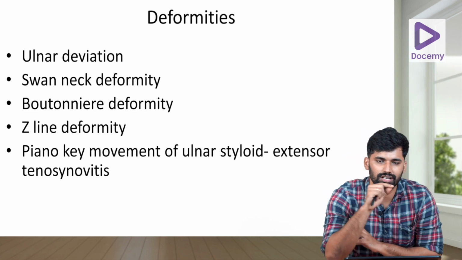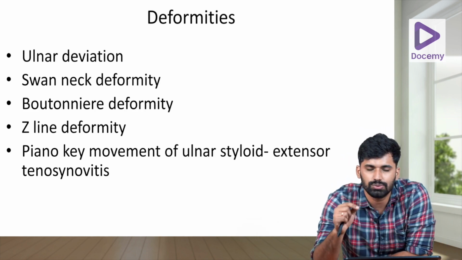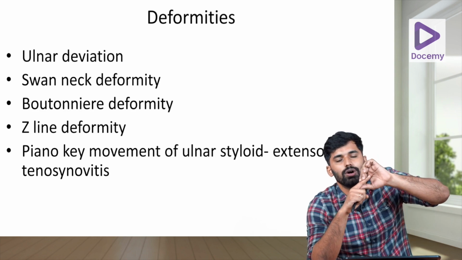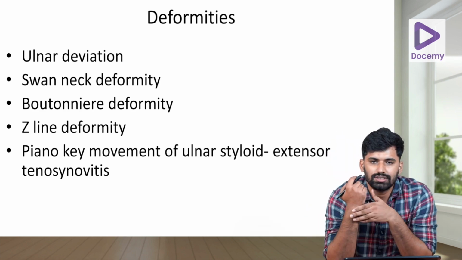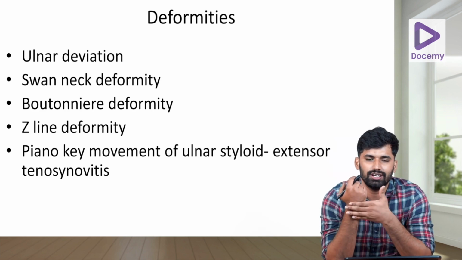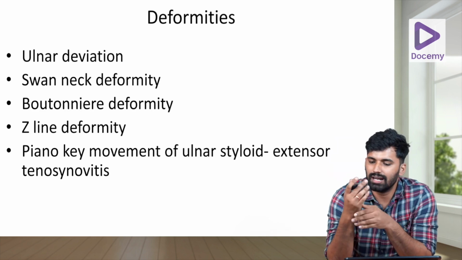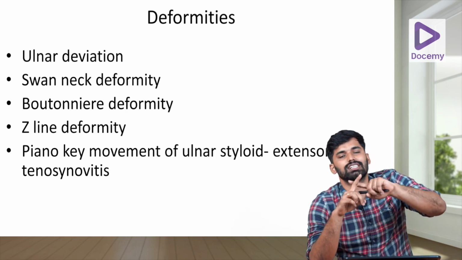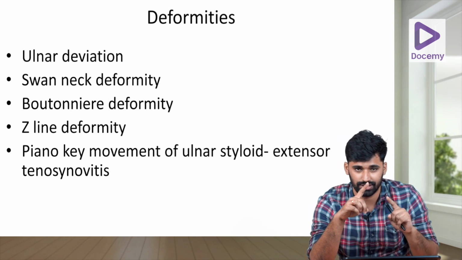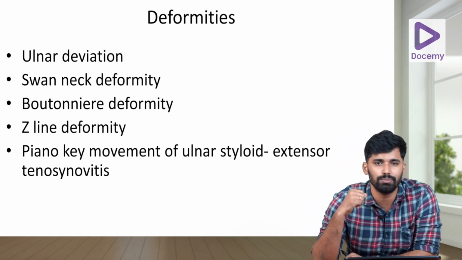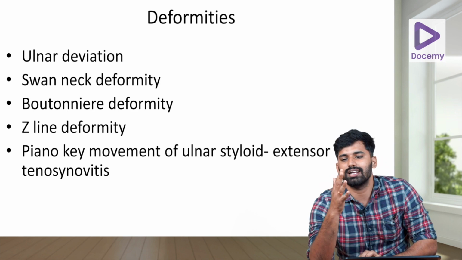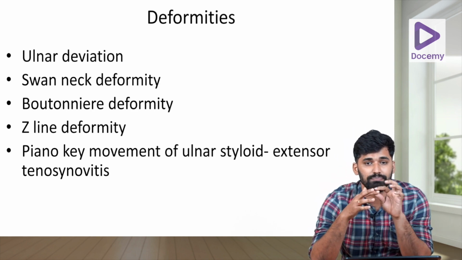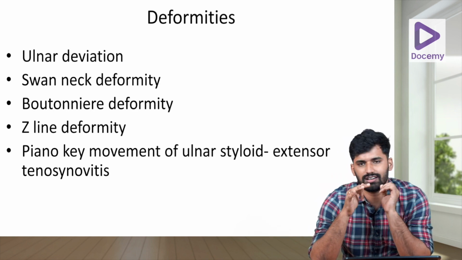Boutonniere deformity. Boutonniere deformity is exactly the opposite of swan neck deformity. What happens is there is flexion of the proximal interphalangeal joint. So, the swan neck deformity comprises flexion at the distal interphalangeal joint and hyperextension at the level of the proximal interphalangeal joint. Whereas the boutonniere deformity is exactly the opposite, where there is flexion at the level of the proximal interphalangeal joint and hyperextension at the level of the distal interphalangeal joint.